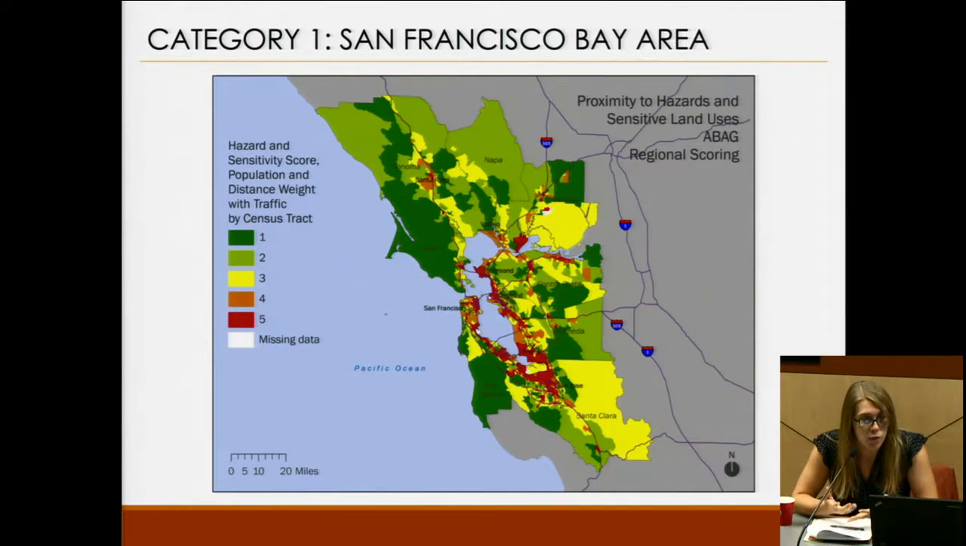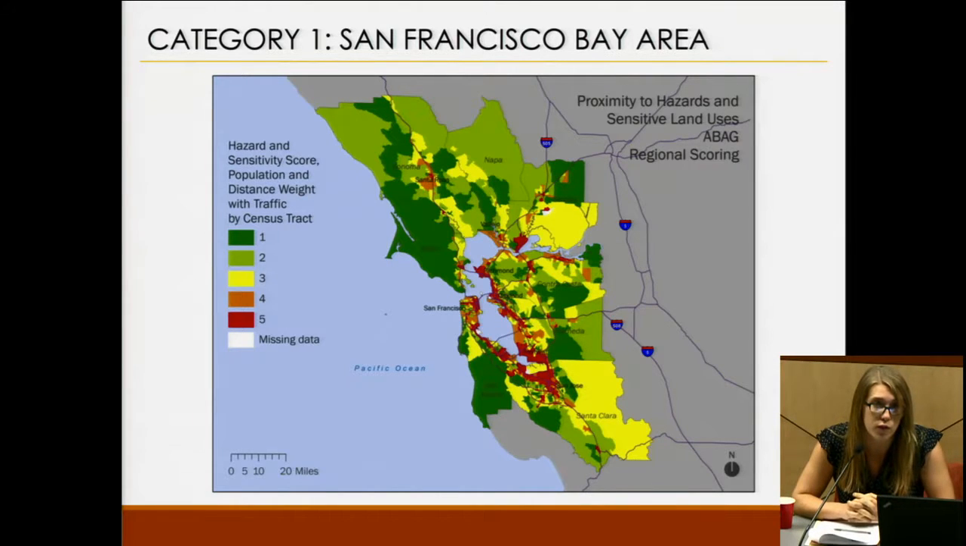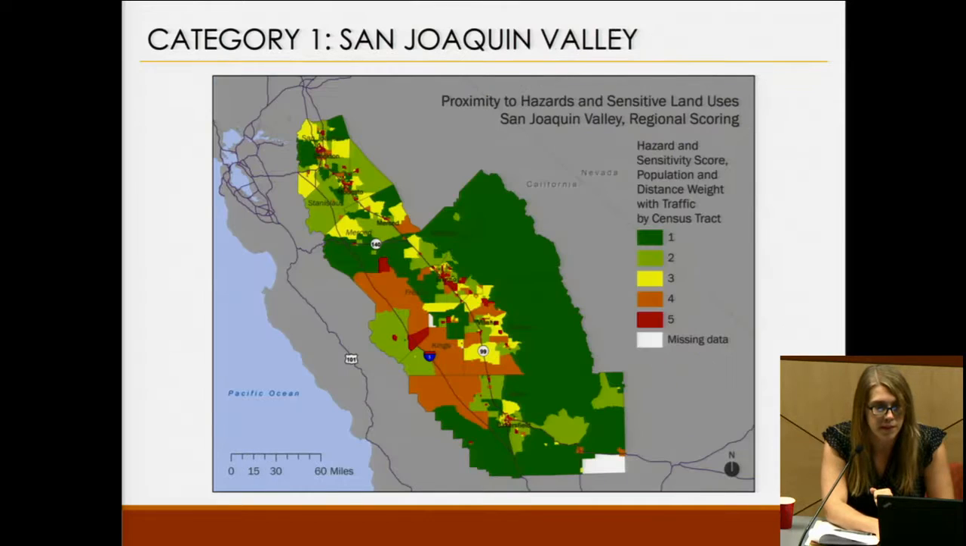And like Jim was saying, we quintile the results. So we're ranking tracts within the Bay Area against each other. That's what we mean by regional scoring. So this is what it looks like in the Bay Area for just the first layer of the EJSM. This is what it looks like in the San Joaquin Valley.